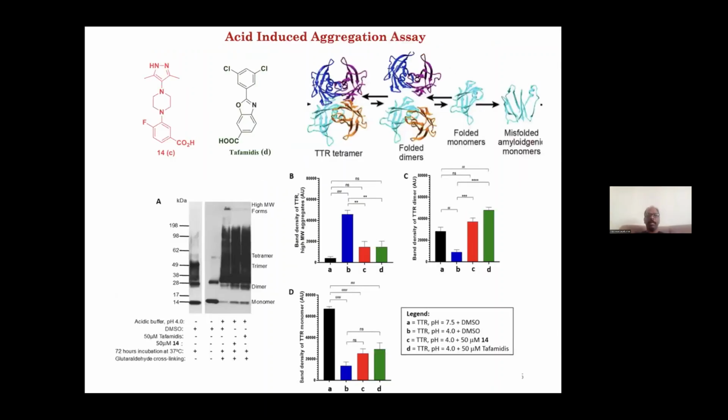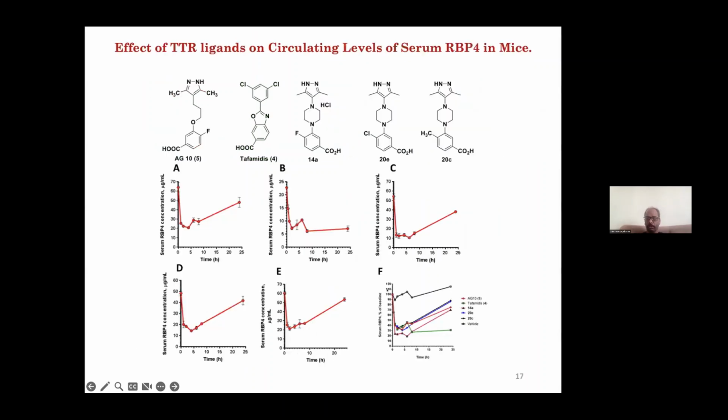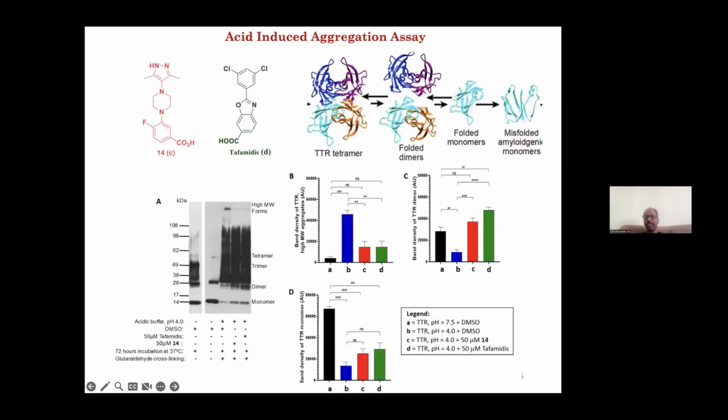And here we have tried with the acid aggregation assay. So this graph B shows the amount of tetramer formation. We have done it at different conditions: one is TTR at neutral pH, and the other one at acidic pH. The graph C is acidic pH plus 14 micromolar of compound number 14, and pH 4 and the reported compound tafamidis.